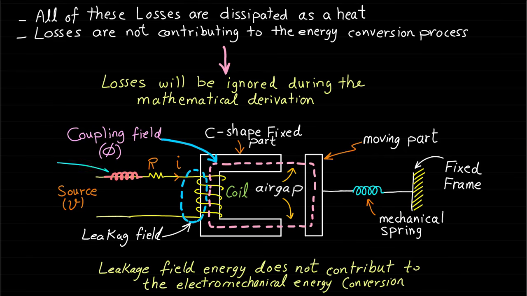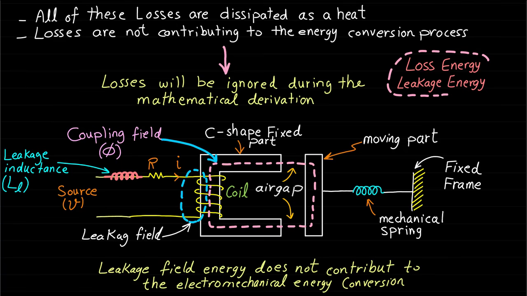with the resistance R. In summary, all the energy losses and the leakage field energy will be ignored during the mathematical derivation because they do not contribute to the process of electromechanical energy conversion. In other words, we will assume that the electromechanical system is lossless during the mathematical derivation.